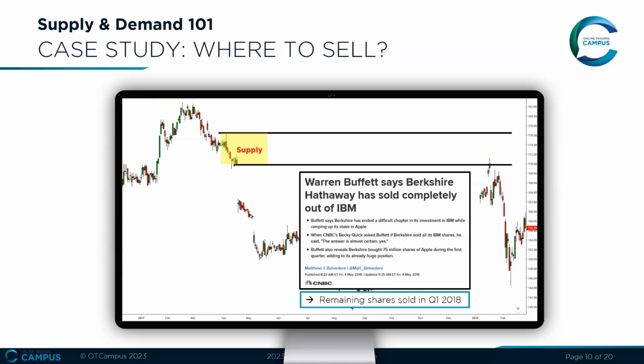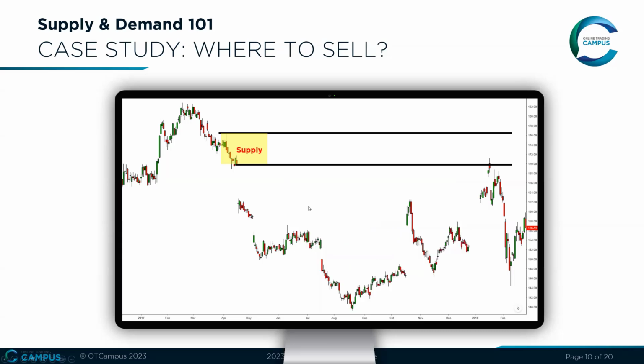And this article is about Warren Buffett and IBM again, and it summarizes that Warren Buffett has now sold his remaining shares in Q1 2018. And what we can beautifully see is that the imbalance that was created as price comes back into the origin of that imbalance, there's still 2/3 of his positions left. And as price comes in, more orders are being filled, and that's what has to drive price lower in 2018.